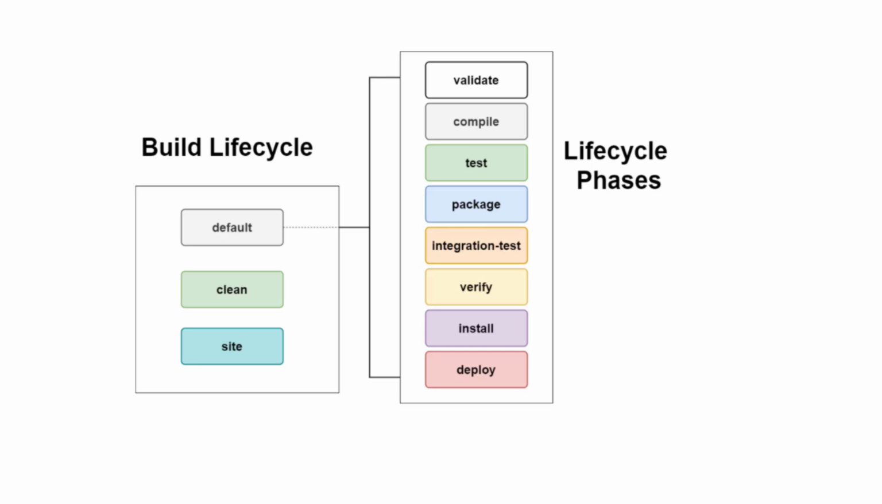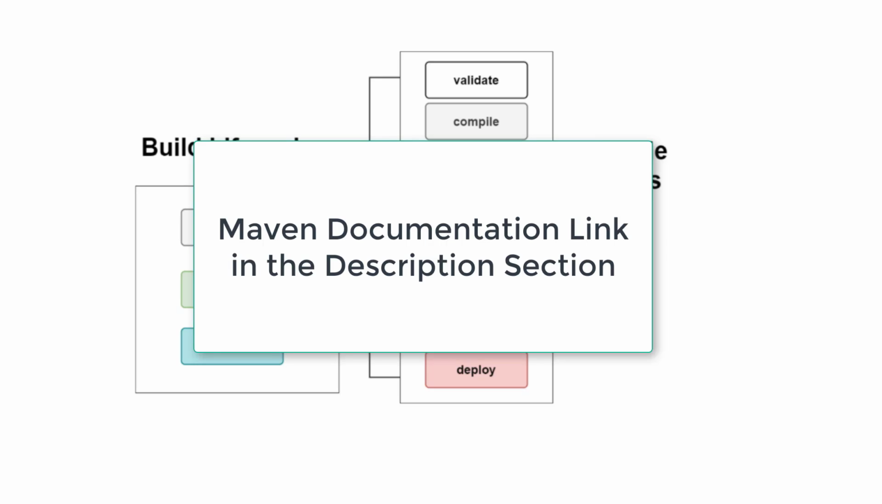The next step is the site lifecycle step. This is responsible for generating the Java documentation present inside our project. All these three lifecycle steps and the phases contain some additional phases which I'm not going to cover in this tutorial, as that will make it more advanced and more confusing for beginners. For this reason, I'm going to link the documentation section, where you can go to the Maven documentation and refer to these phases in much more detail.